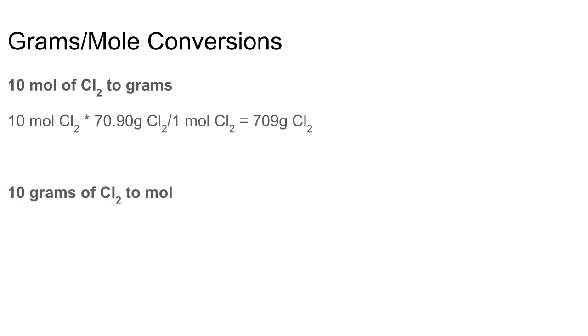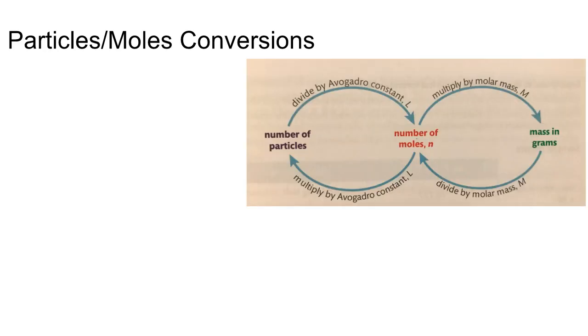What if I want to go the other way? Well, if I want to go from grams to moles, again, I now divide by the molar mass. Again, you find the molar mass in the periodic table. So 10 divided by 70.9 is 0.14 moles of chlorine.